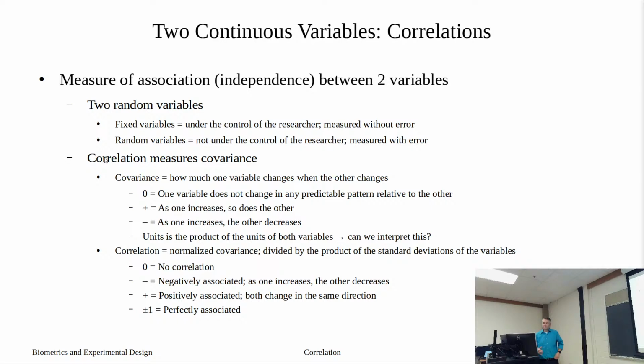Now, the correlation actually measures covariance, and that's a mathematical term with an equation to calculate it. A covariance of zero means that there is no association. If one goes up, you've got a 50-50 chance that the other one will also go up. But if you have a positive covariance, then as one increases, the other will also increase. If the covariance is negative, if one increases, the other is going to decrease.